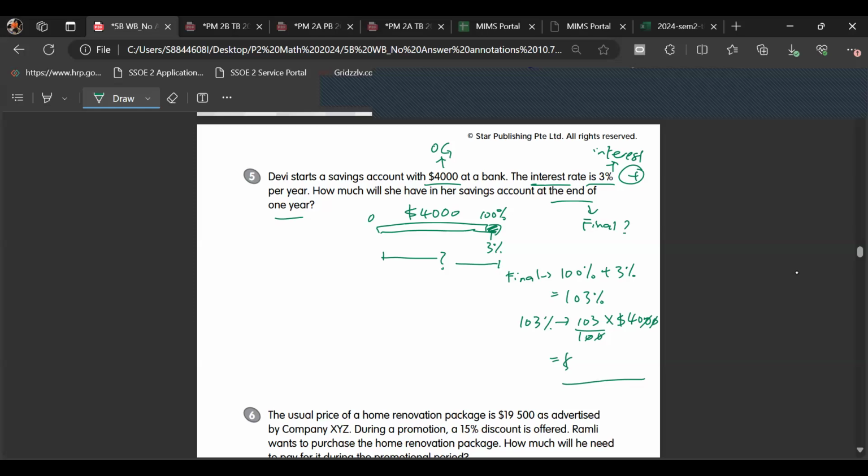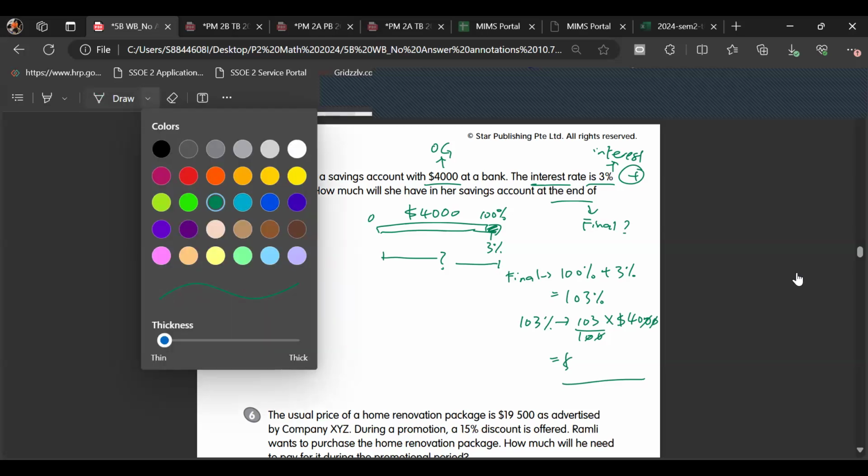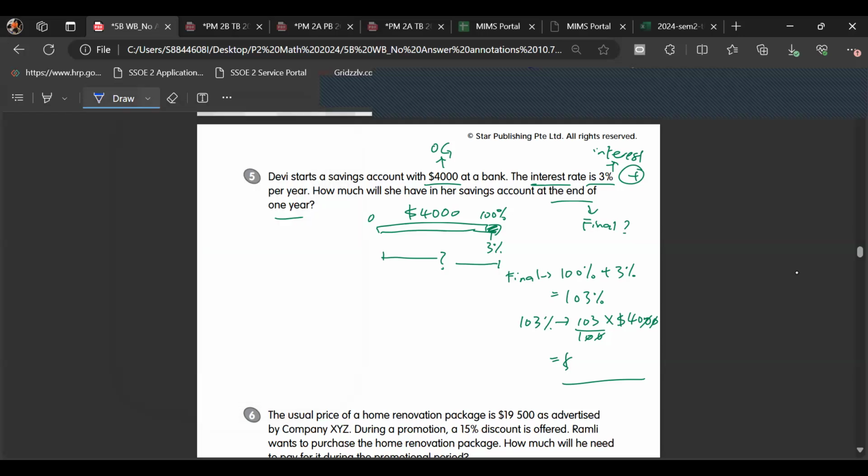If I use the other method, the one method, also do. So I do step one: find the interest. The interest will be 3% of 4,000. So 3 out of 100 times 4,000. Simplify, that will be $120.